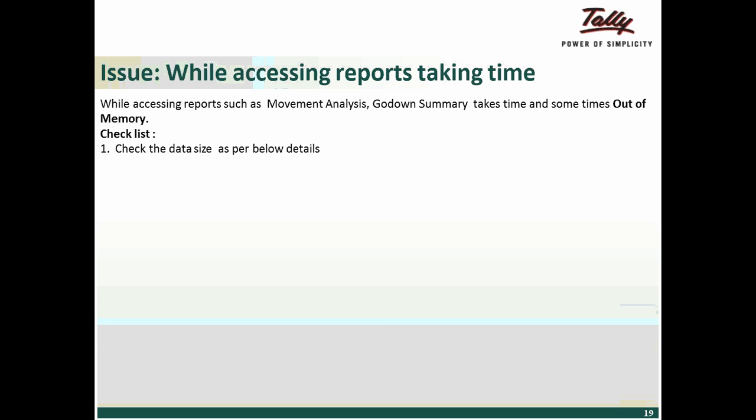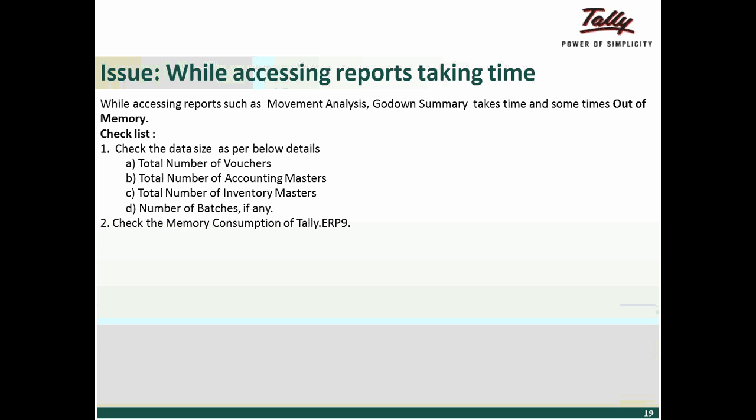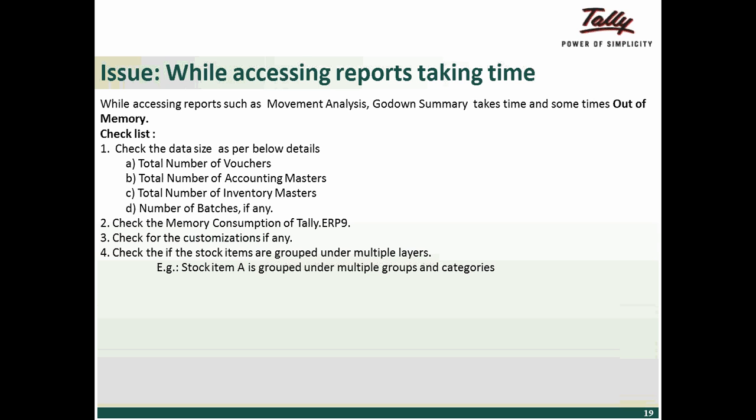So what is the checklist? Again, you have to check the data as per the below data types: total number of vouchers, total number of accounting masters, total number of inventory masters, number of batches if any. Check the memory consumption of Tally.ERP 9, check for customizations if any, and check if the stock items are grouped under multiple layers. The example is, I have a stock item which is grouped under multiple groups and categories.